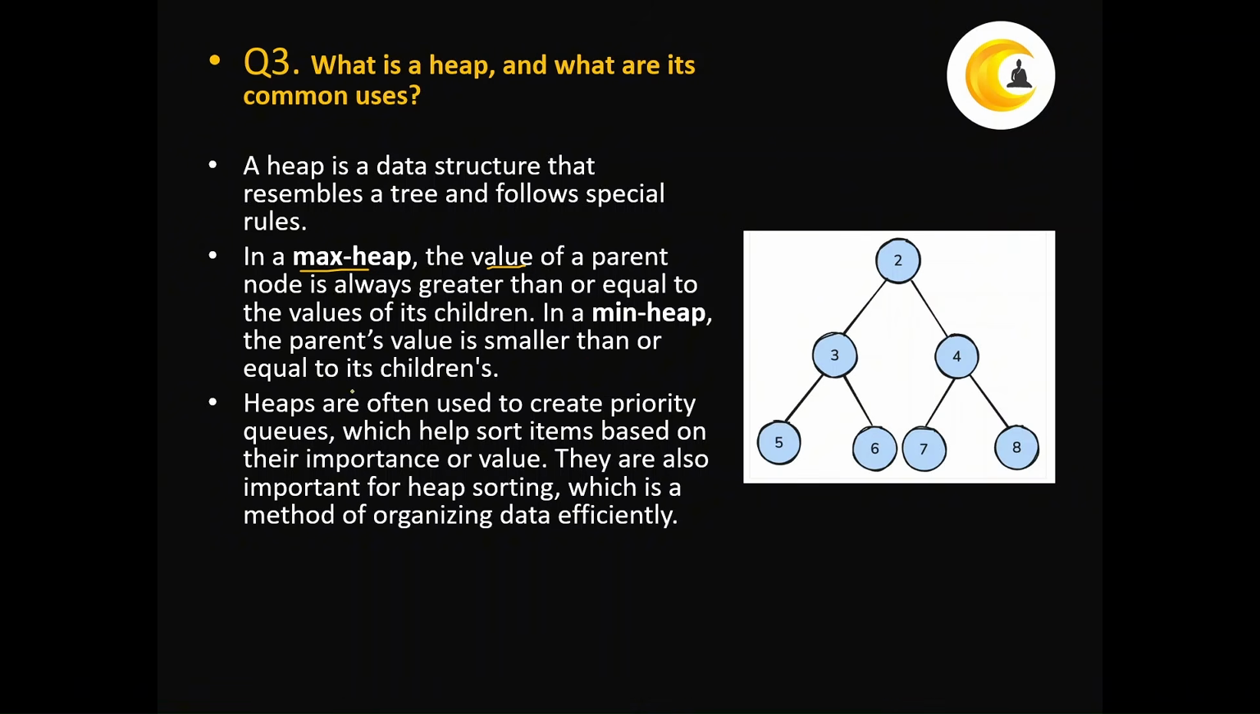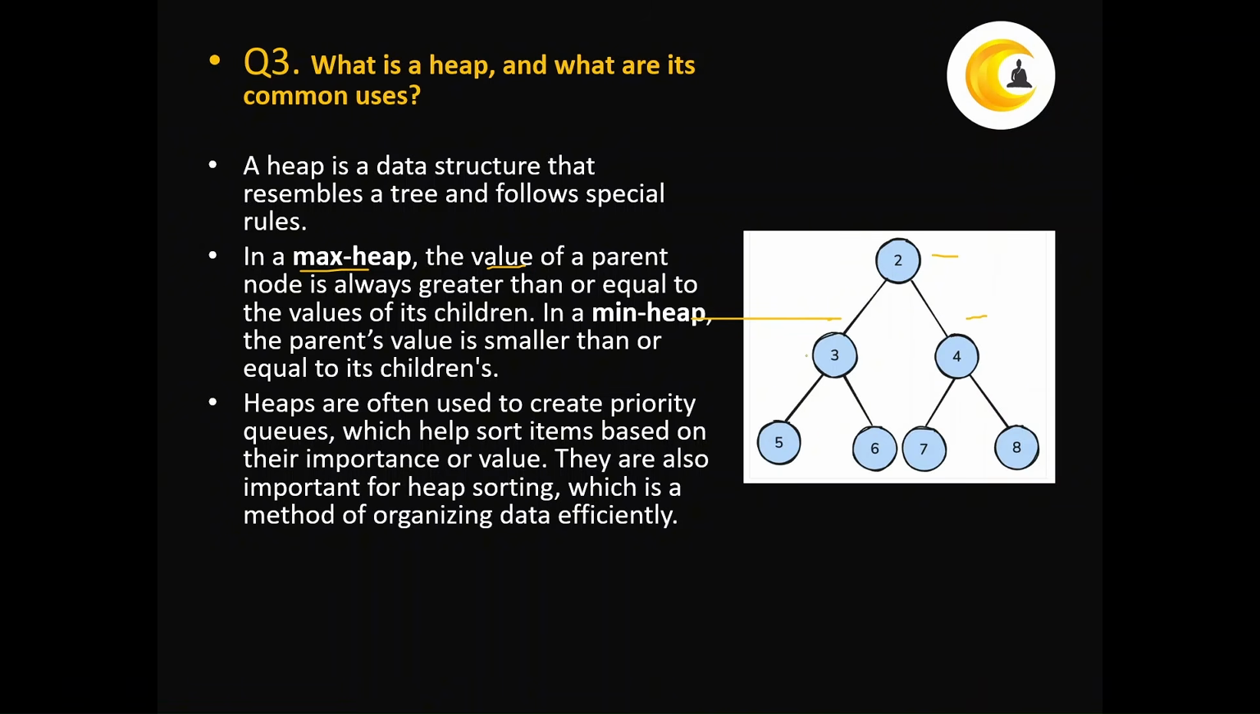Heaps are often used to create priority queues, which helps sort items based on their importance or priority or value, whatever you call them. They are also important for heap sorting, which is a method of organizing data efficiently. So if you look into this tree, now I can say this is a min heap. Why? Because this parent node is less than the child nodes.